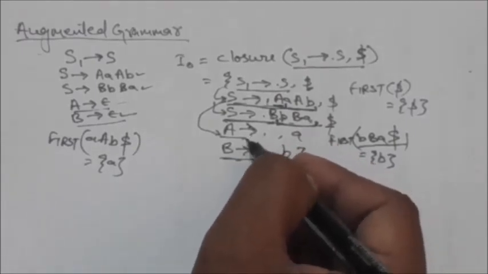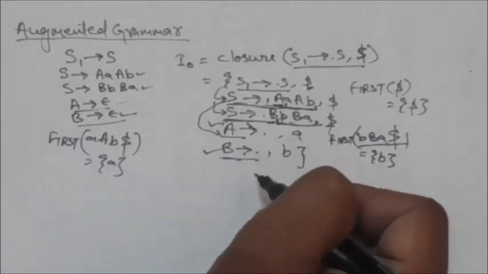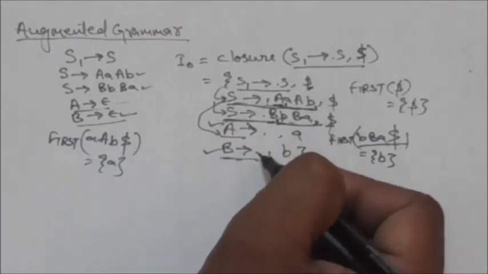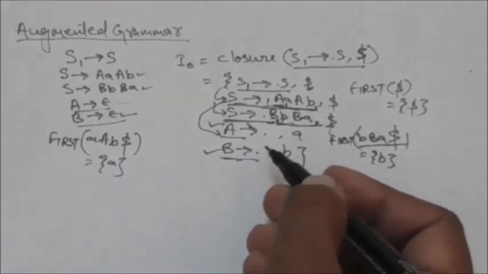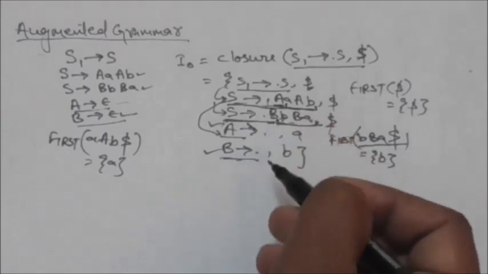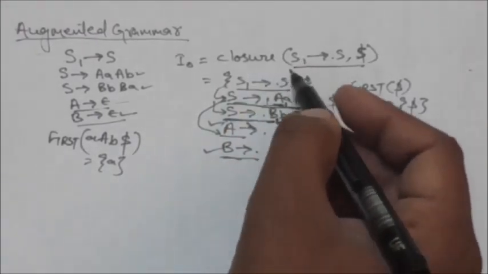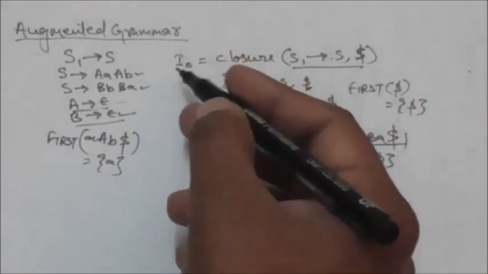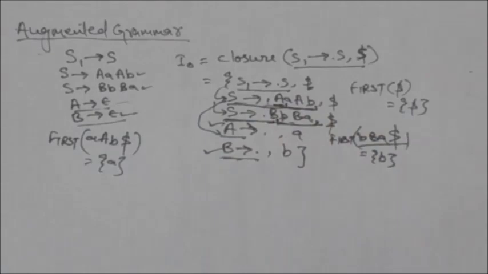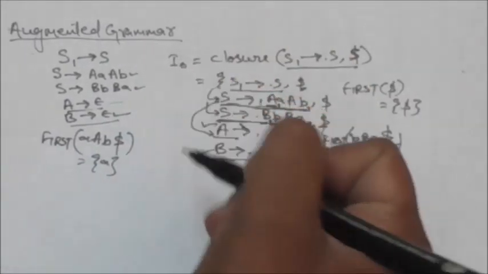Now here I have added these two new items. Now in these two items I will check the position of dot. So here you can see that dot is not preceding any non-terminal symbol. So no new items can be added in this set. So in this way we have found the closure of this item, and this set is the initial state of DFA, I0. Now what I need to do, I need to find the transitions of this state I0.